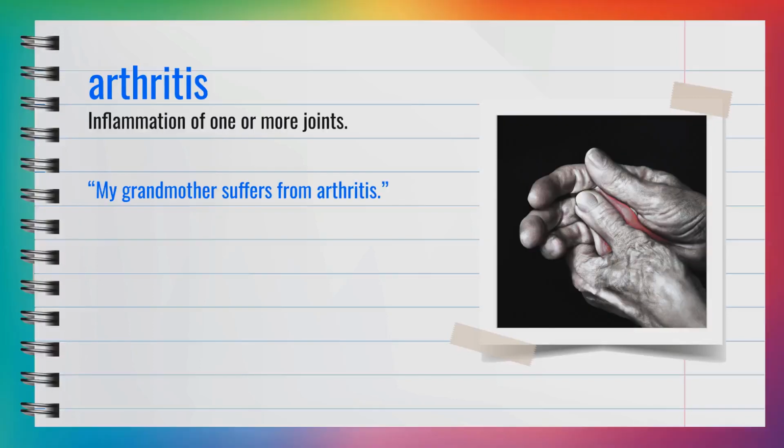The word arthritis. Arthritis is a noun. It means inflammation of one or more joints. For instance, my grandmother suffers from arthritis. To wrap up, arthritis is joint inflammation.